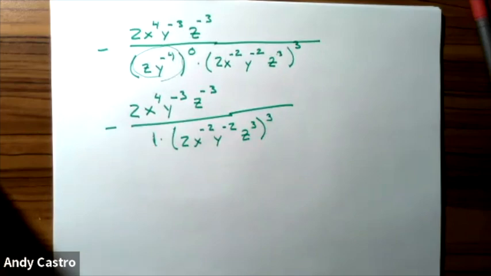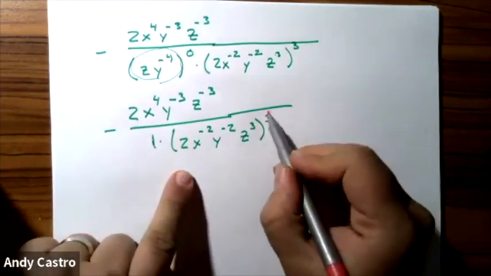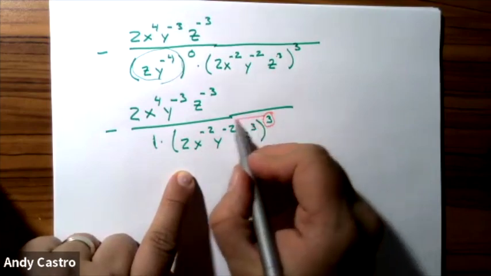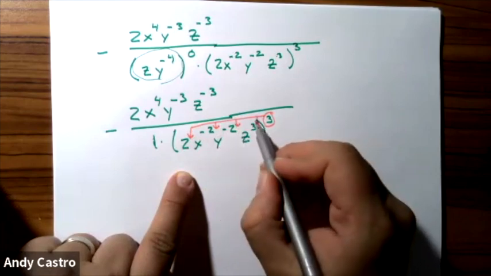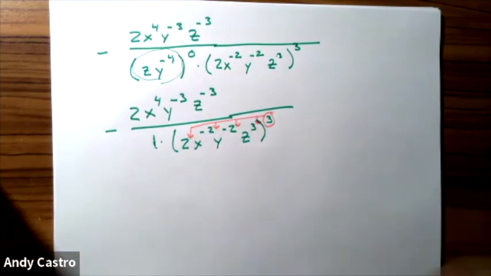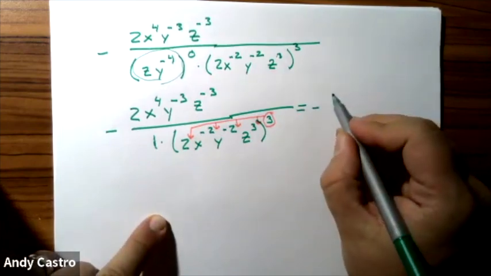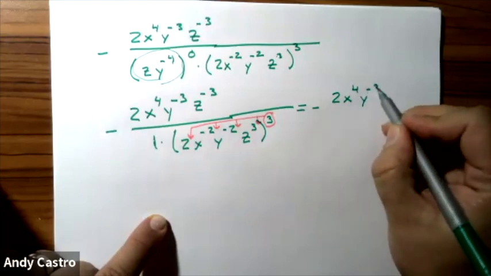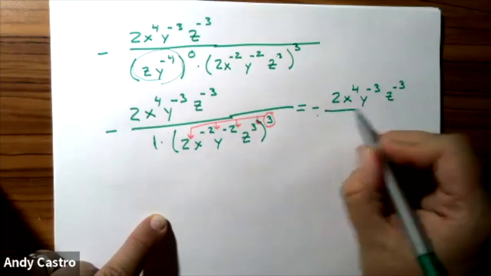Okay, let me switch colors here so we can kind of keep everything clear. Since I have parentheses here, I'm going to go ahead and distribute this third since I have no addition or subtraction. So that'll go to the 2, the negative 2, the negative 2, and the 3. Okay, so we will have negative in the numerator 2x to the 4th, y to the negative 3rd, z to the negative 3rd. We haven't done anything up there.